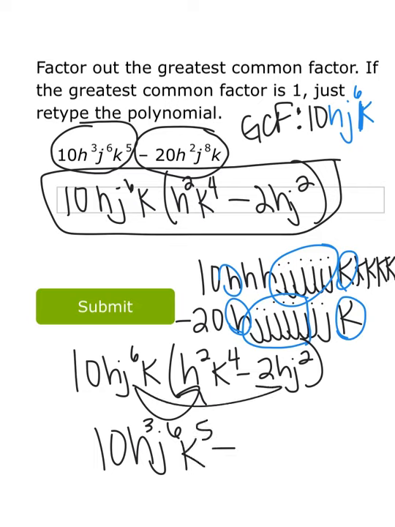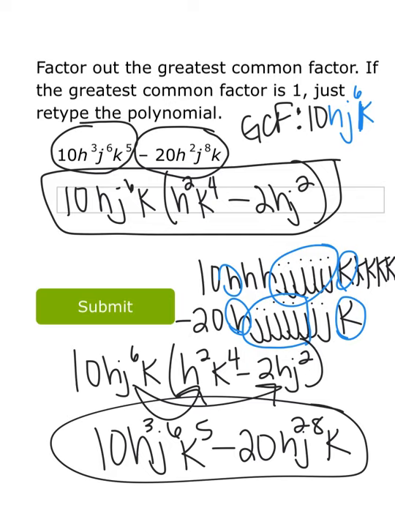Okay, distribute out to the next term. 10 times negative 2 is negative 20. H times h is h squared. J to the 6th times j squared would be j to the 8th. And then k times just 1 would just be k. So does it match what we started with? Indeed it does.